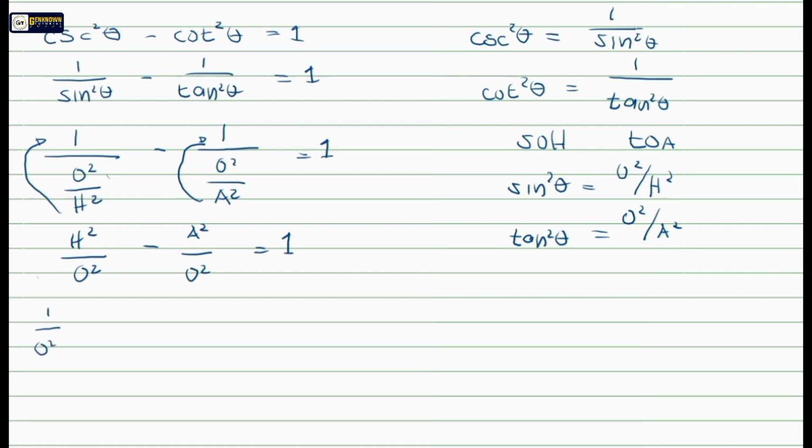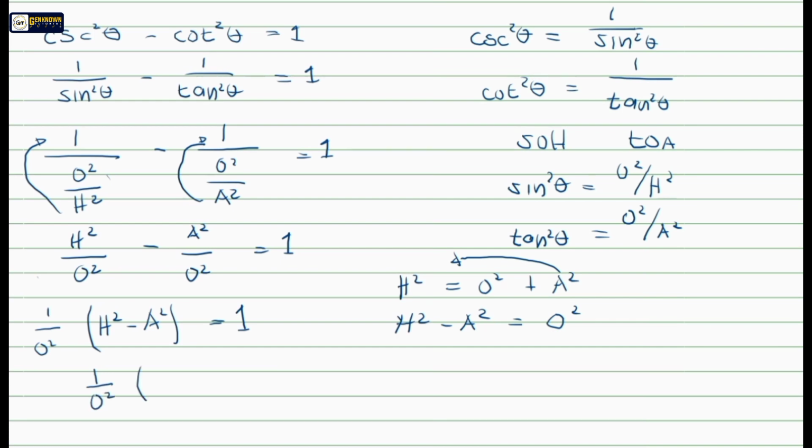We have 1 over O squared multiplied by H squared minus A squared is equal to 1. Again, from the Pythagorean theorem, we have H squared is equal to O squared plus A squared. We can say that H squared minus A squared, transposing this A squared, becomes negative A squared, is just equal to O squared. So 1 over O squared multiplied by this term, which is equal to O squared, will give us O squared over O squared, which is just equal to 1. So that's for the cosecant squared theta minus cotangent squared theta is equal to 1.